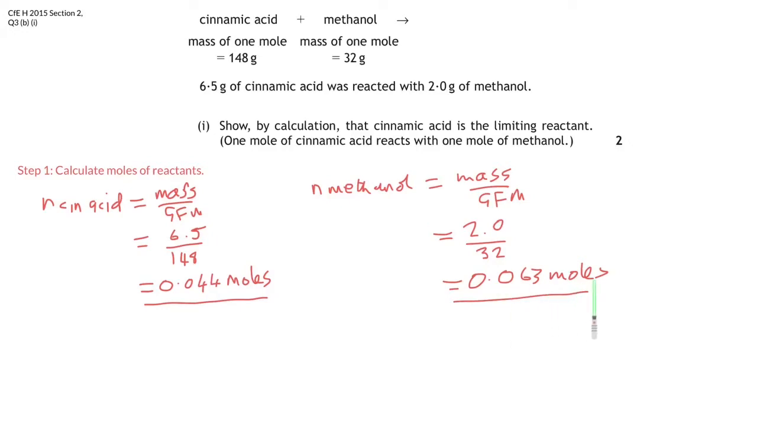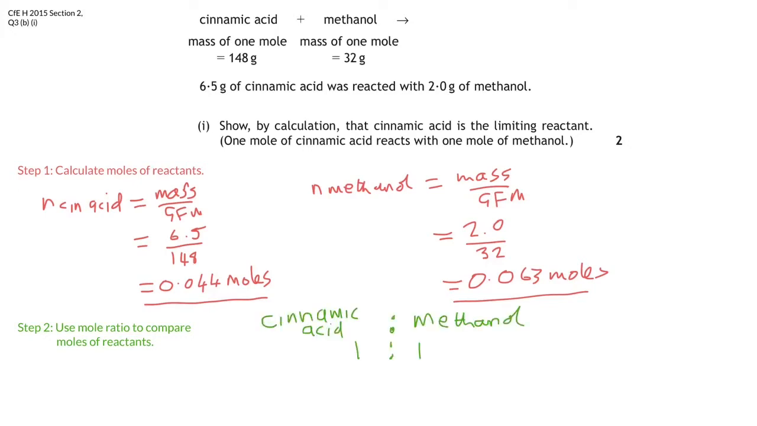Same as before with methanol, mass divided by GFM, and again we round to 2 sig figs, which gives us 0.063 moles here. Our next step is to look at the mole ratio of these two and figure out how much of each one is needed. We're told in the question that the mole ratio is 1 to 1. 1 mole of cinnamic acid reacts with 1 mole of methanol.